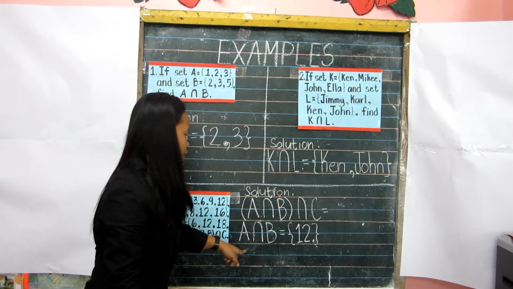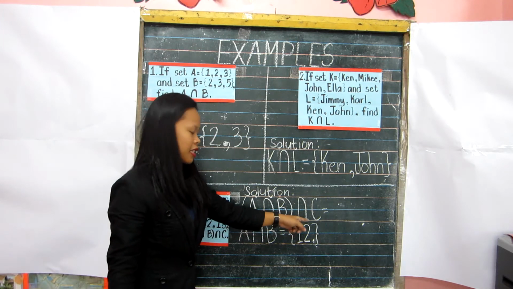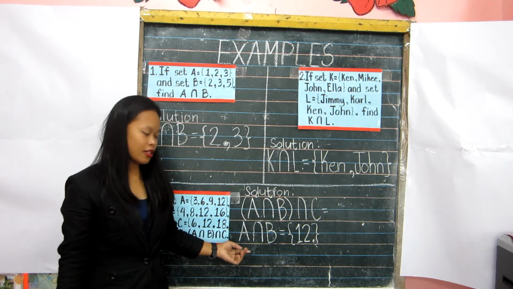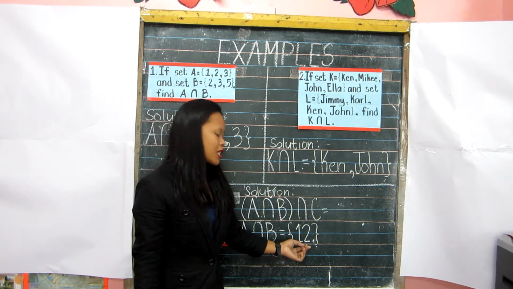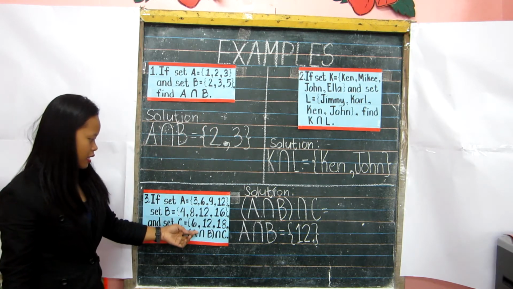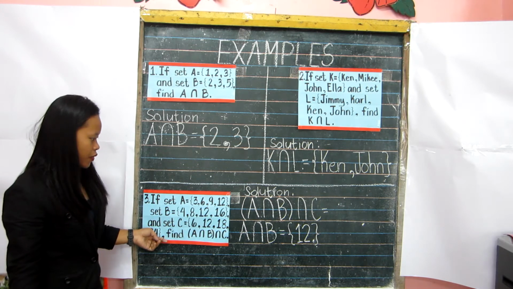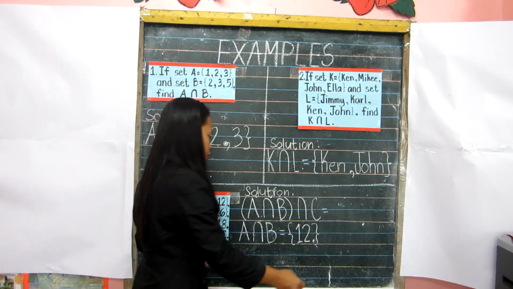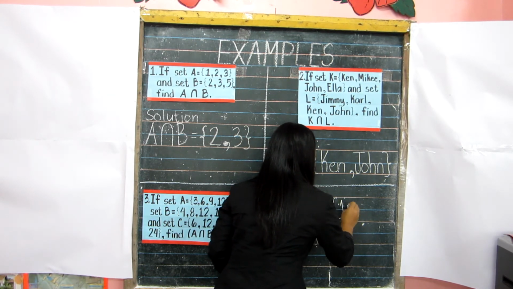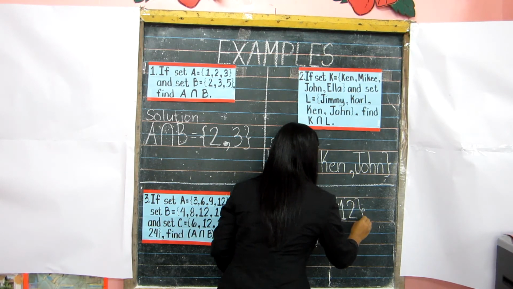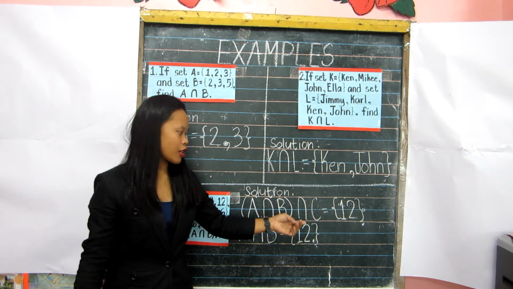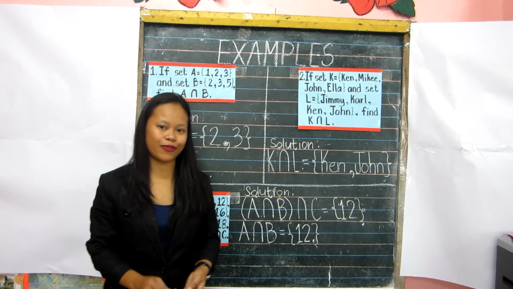Now, let's find A intersection B intersection C. Since we already have this element in A intersection B, which is 12, let's find the intersection of 12 and the set C. Our set C here has 6, 12, 18, and 24. So their common element is just the number 12. Therefore, our quantity A intersection B intersection C has the element 12.